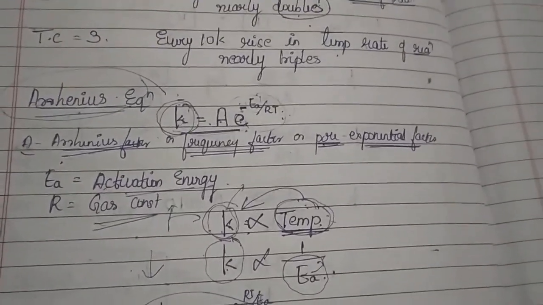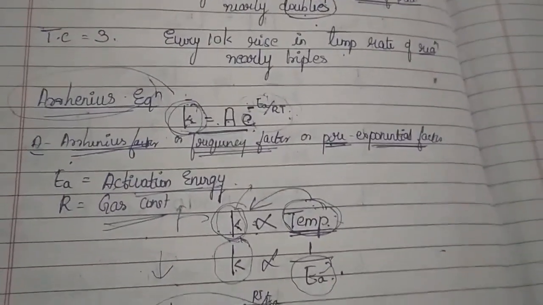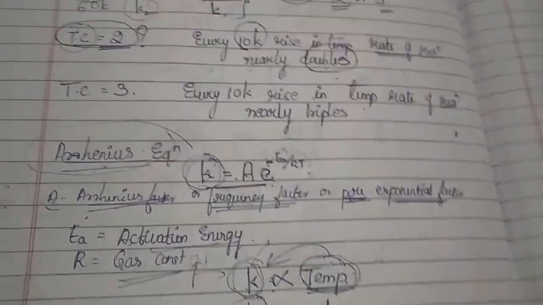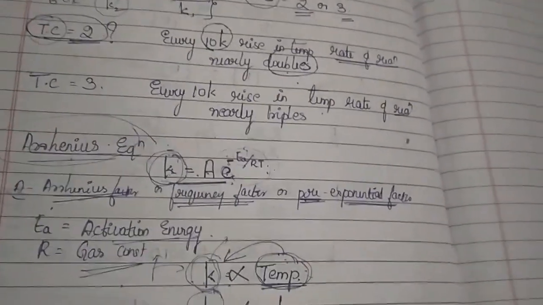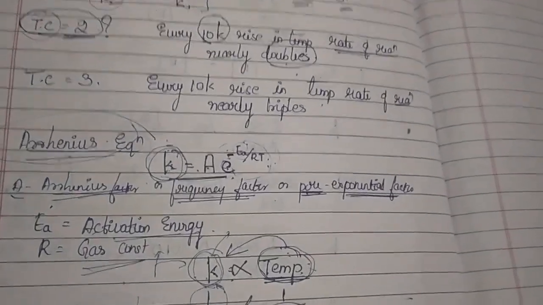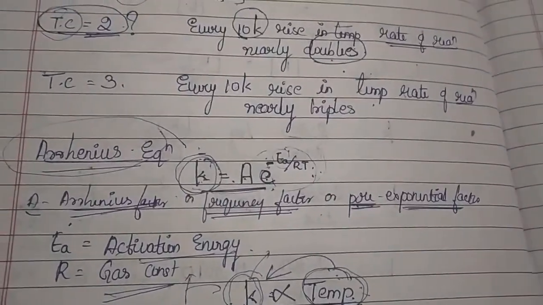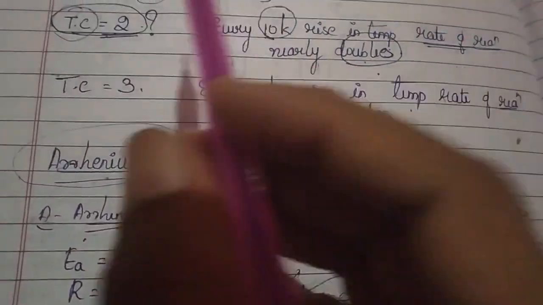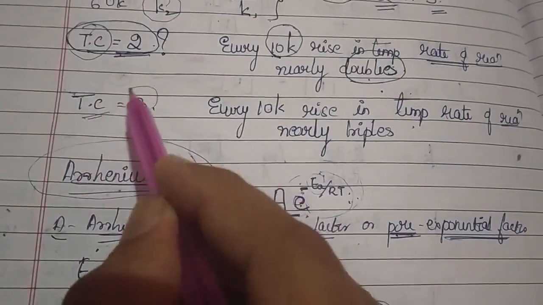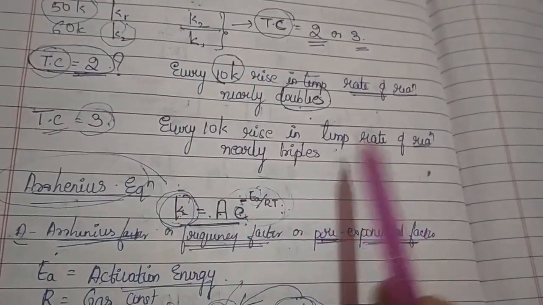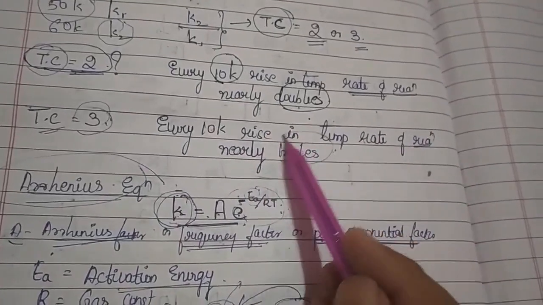If temperature increases by 10 Kelvin, what temperature coefficient values are you going to get? Either 2 or 3. If the temperature coefficient is equal to 2, what does it mean? For every 10 Kelvin rise in the temperature, the rate of the reaction nearly doubles. Similarly, if the temperature coefficient value is 3, for every 10 Kelvin rise in the temperature, the rate of the reaction nearly triples.